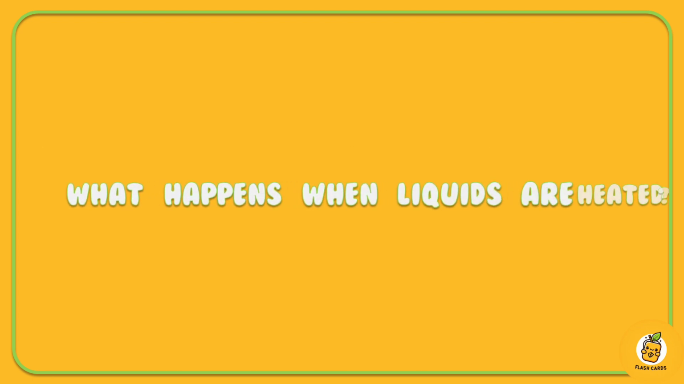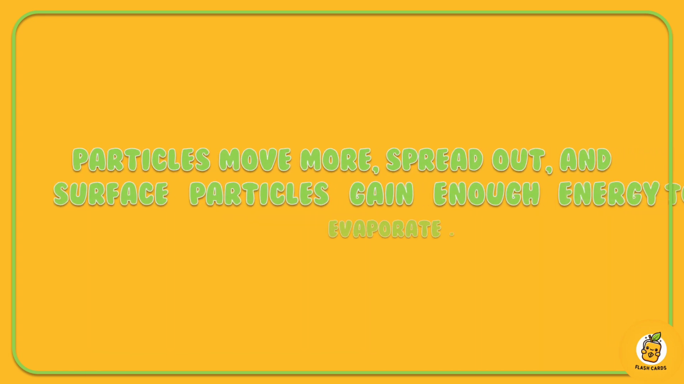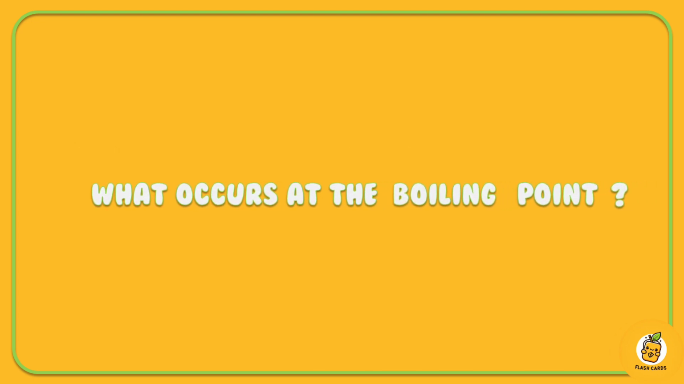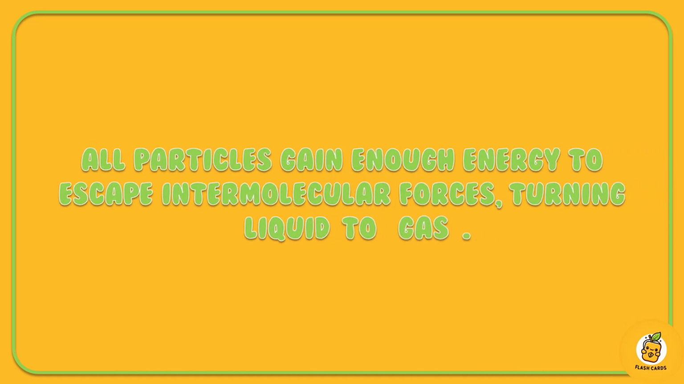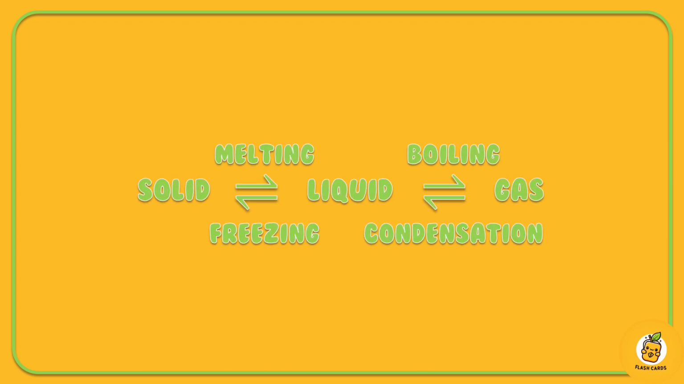What happens when liquids are heated? Particles move more, spread out, and surface particles gain enough energy to evaporate. What occurs at the boiling point? All particles gain enough energy to escape intermolecular forces, turning liquid to gas. Interconversion of states. Solid to liquid, melting; liquid to gas, boiling; gas to liquid, condensation; liquid to solid, freezing.